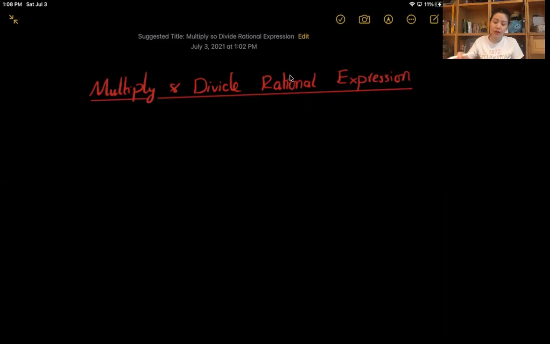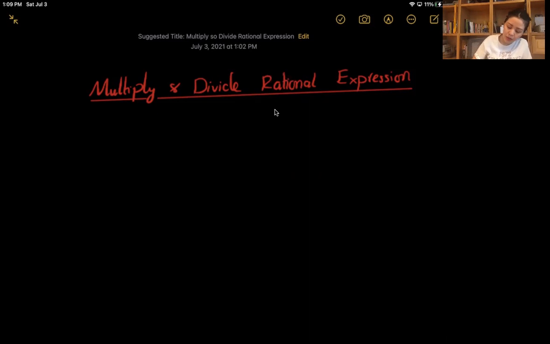Hi, so today I want to show you how you can multiply and divide rational expressions. Okay, so let's just jump right into the examples, because it's just like multiplying two fractions together. You multiply the top and you multiply the bottom.